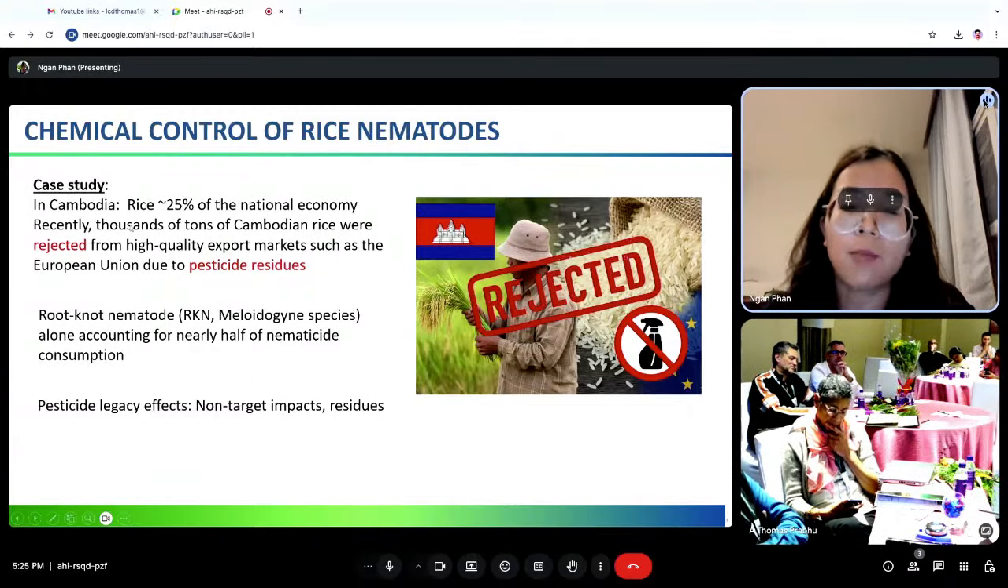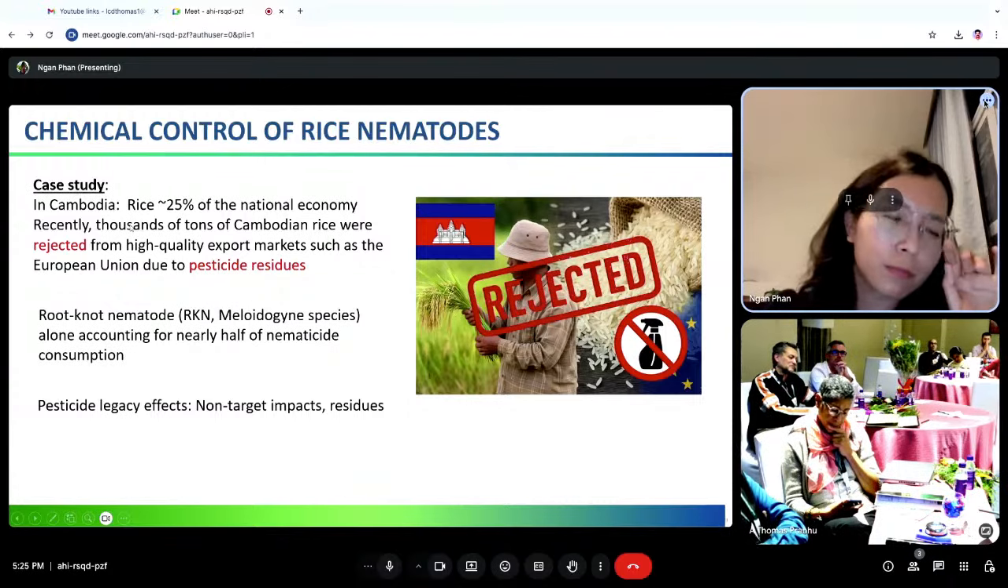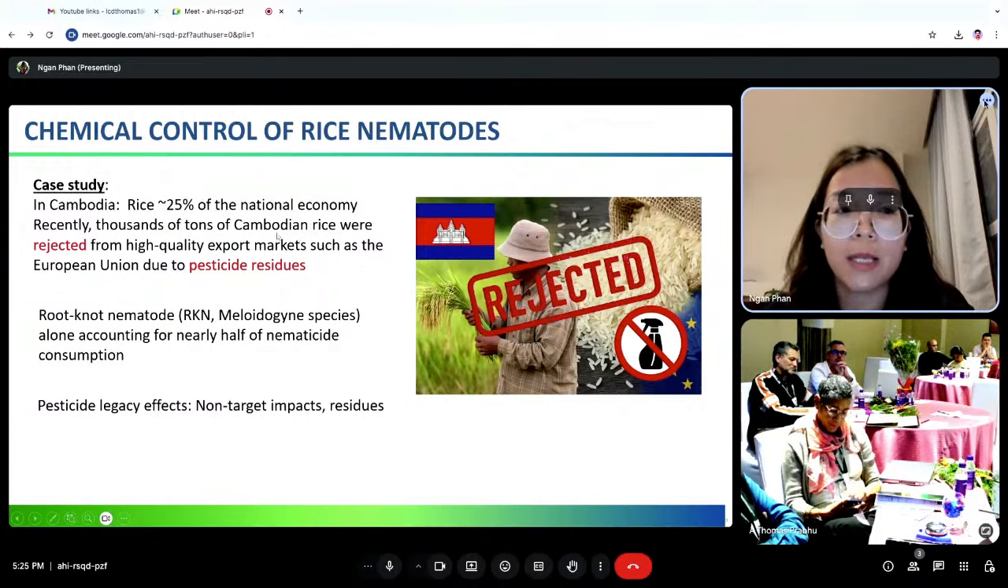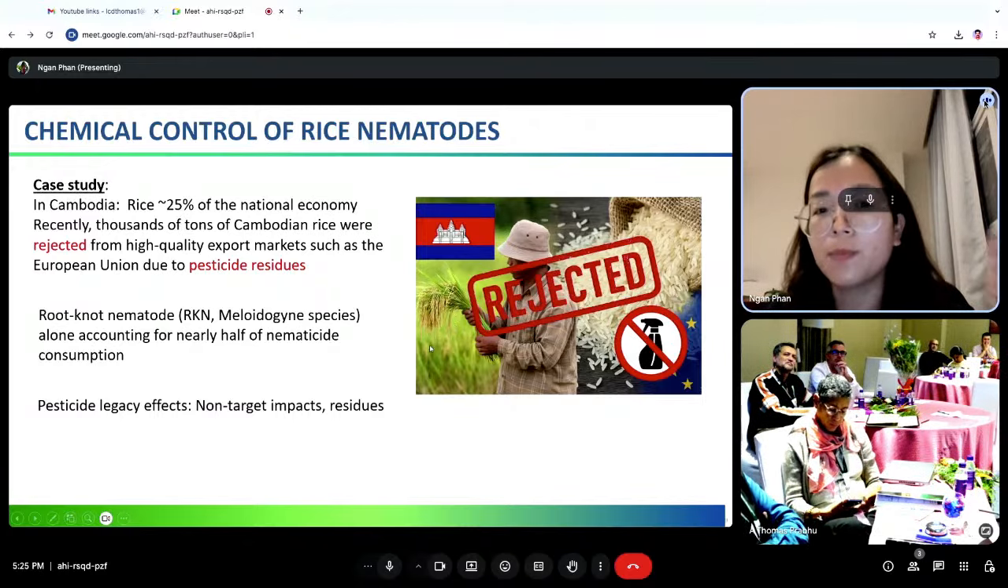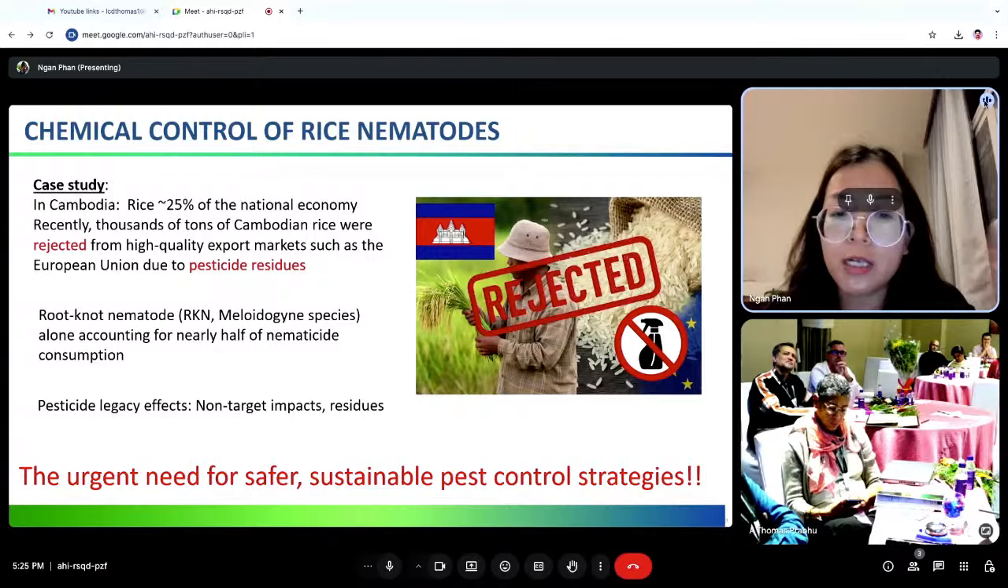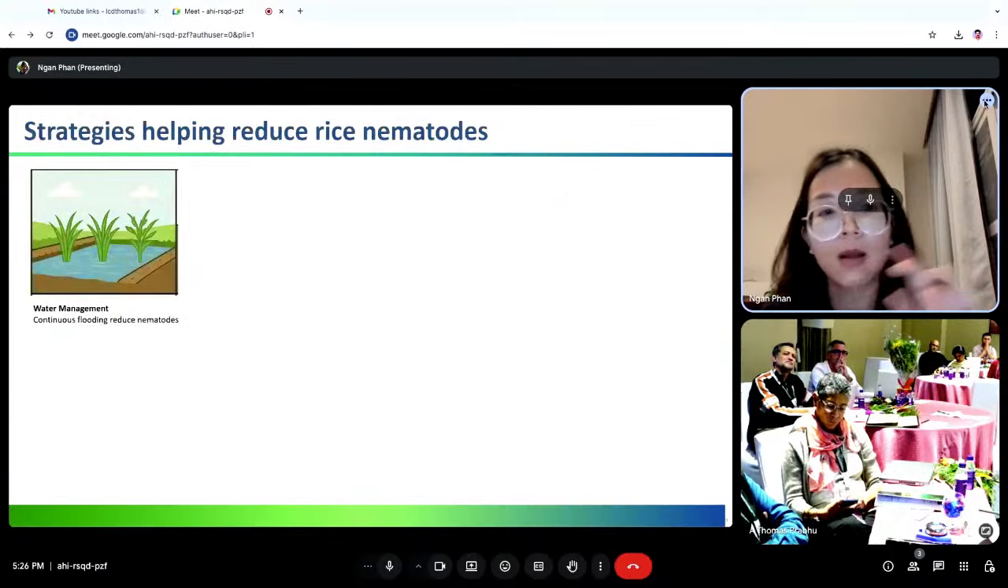As a case study in Cambodia, rice contributes 25% of the national economy. Recently, 1,000 tons of Cambodian rice were rejected from high-quality export markets such as the European Union due to pesticide residue. So there is an urgent need for a sustainable control strategy for this pest.